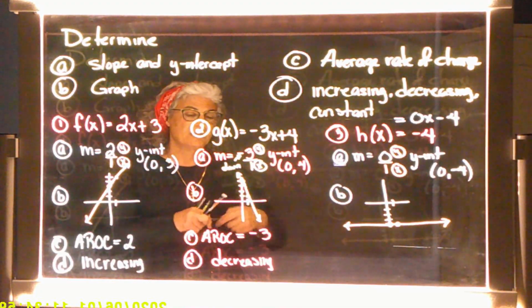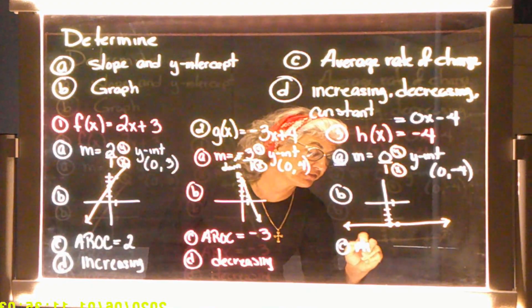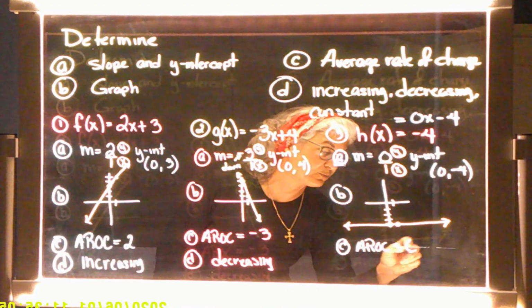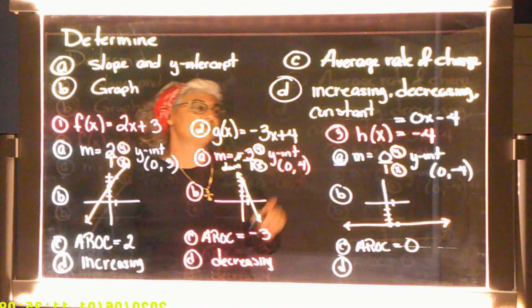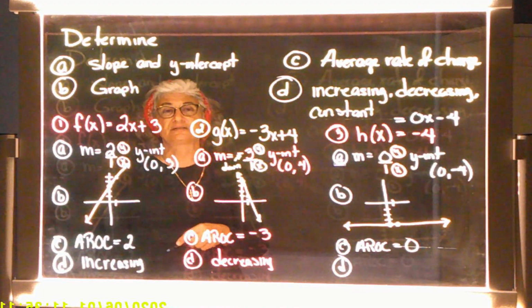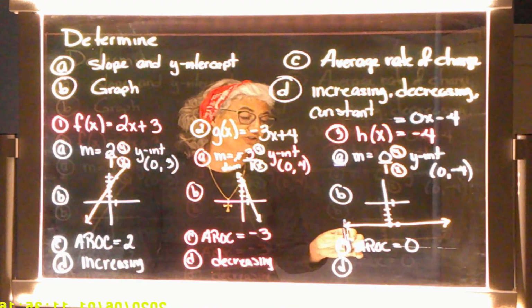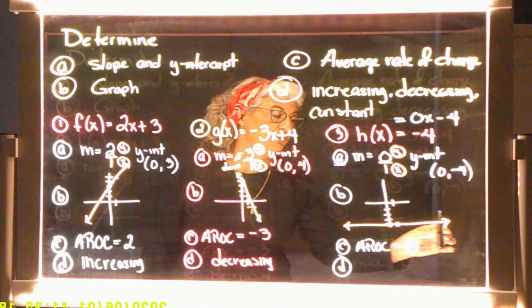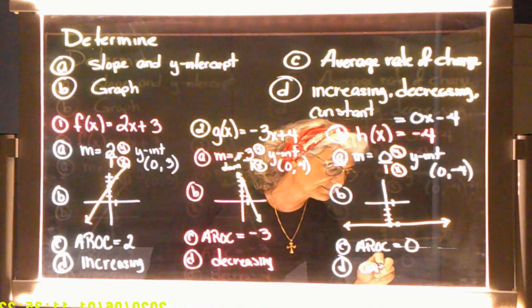Okay. Part C wants AROC. Well, AROC on a linear function is the slope itself, which is 0 in this case. And lastly, part D wants to know if it's increasing, decreasing, or constant. What do you think? Yeah, it's constant because there's no change from the left to the right. This isn't going up, this isn't going down, it's staying constant.